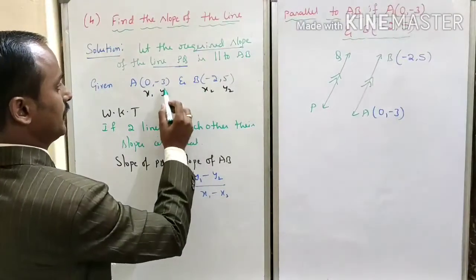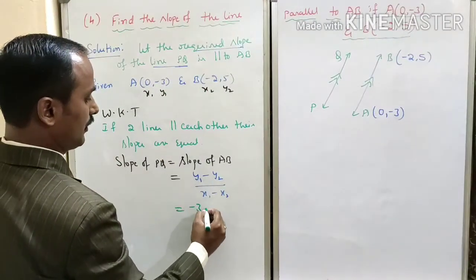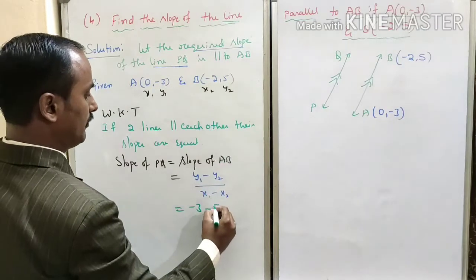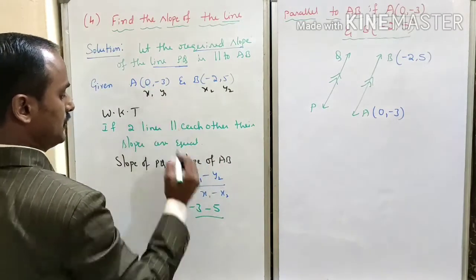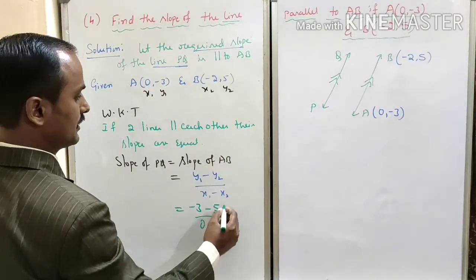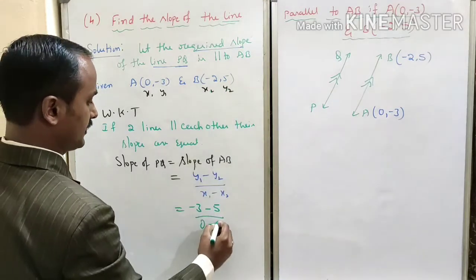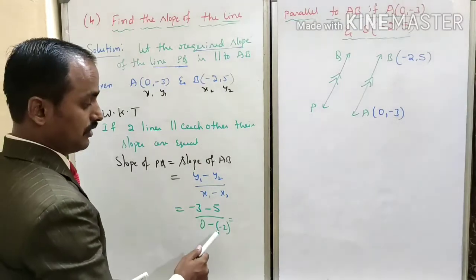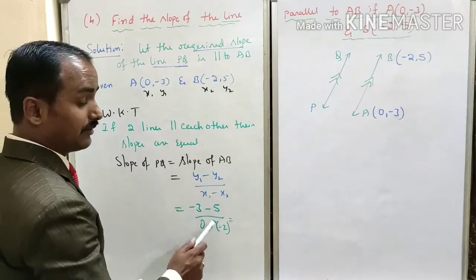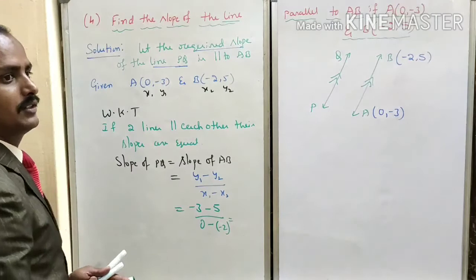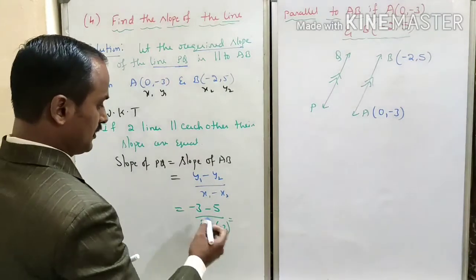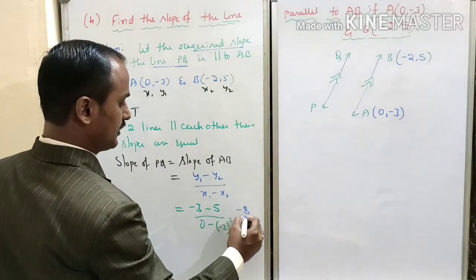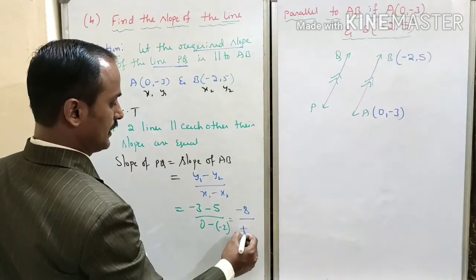Now I will substitute the values. Y1 value is minus 3, with the minus in the formula. Y2 value 5, upon X1 value 0, minus X2 value minus 2. Use the bracket for minus 2. Already a minus is there, so you should write minus 2 using the bracket. Next step: minus 3 minus 5 became minus 8, divided by minus into minus, plus 2.